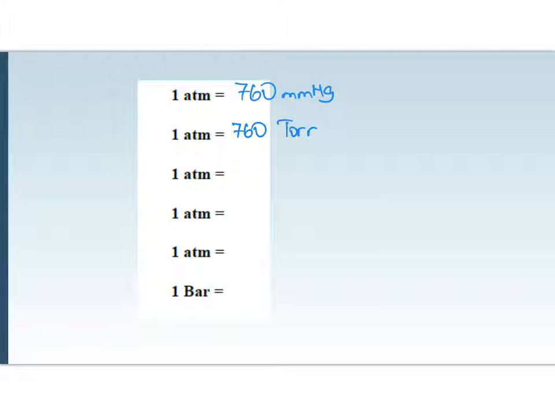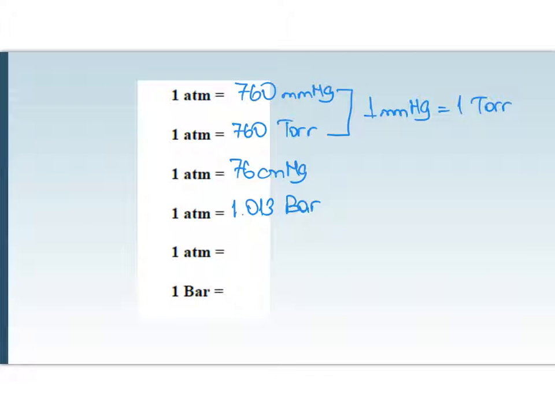So the knowledge that you're going to derive from these numbers is that 1 millimeter mercury is equal to 1 torr. Let's continue. You have 76 centimeter mercury. You have 1 atm also as 1.013 bar. 1 atm is equal to 101,325 Pascal, and 1 bar is 10 to the power of 5 Pascal, which you can also say is 100,000 Pascal.